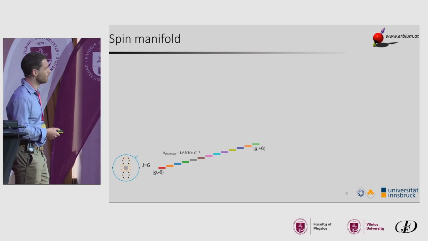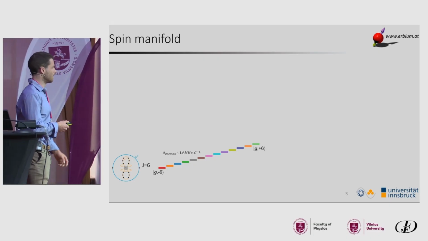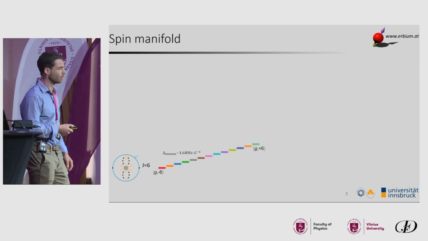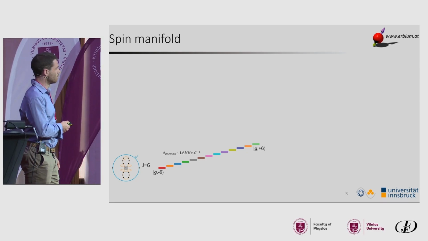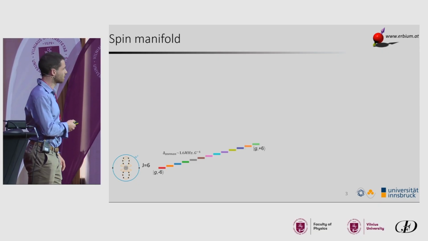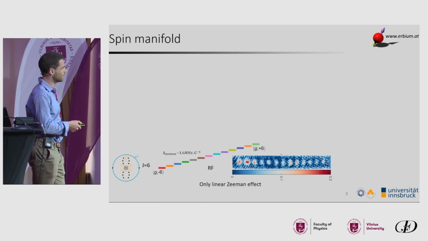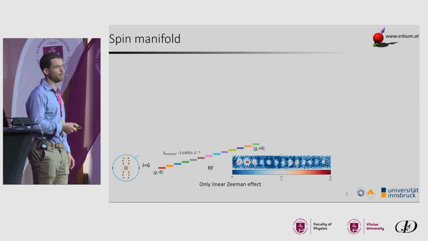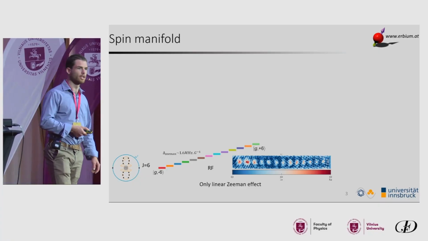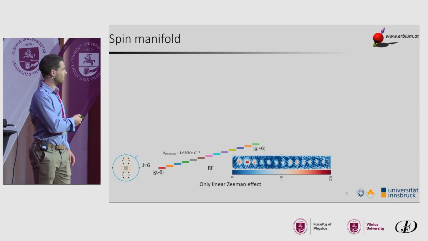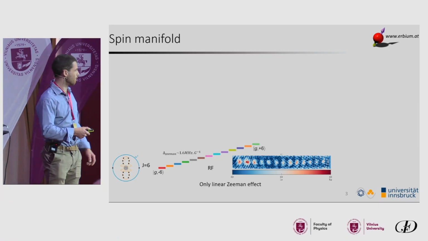So we have two main challenges. The first is that there is no nuclear structure, so it's only a linear Zeeman shift. So if you want to address a transition, usually you will use radio frequency transitions, and they are actually resonant with all the spin states, and this is what you obtain in the lab if you do Stern-Gerlach-like imaging after applying a radio frequency pulse at resonance between the spin levels.